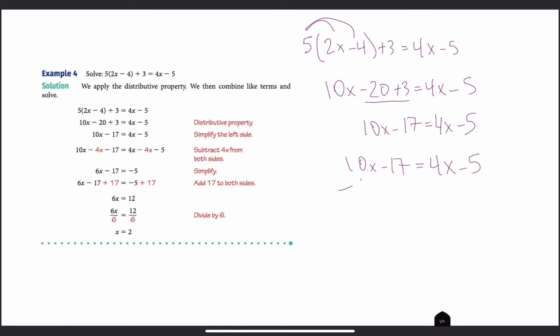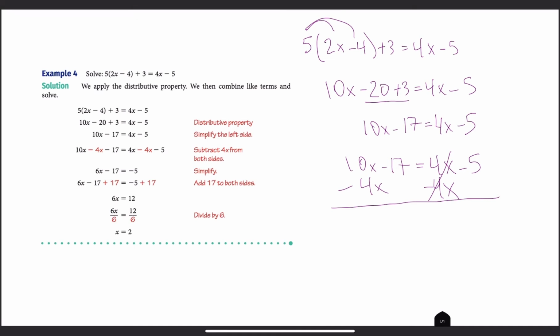I'm going to take away 4x from both sides. Remember, whatever I do to one side, I have to do to the other side to keep it balanced. And I'm taking away 4x because 4x minus 4x is 0. So it zeroes that term out, and then it gets integrated on the left-hand side because I've subtracted it from both sides.